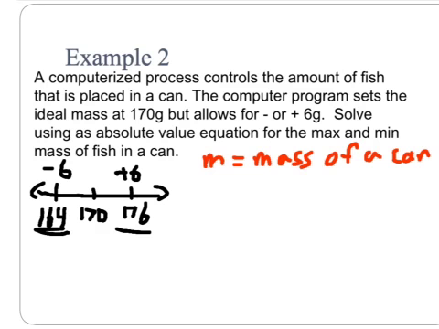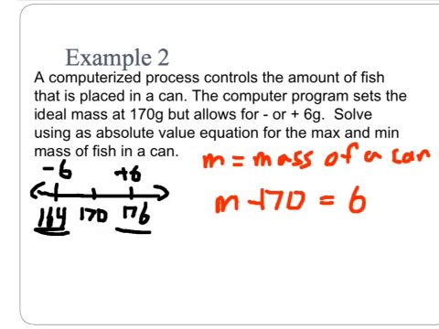So using the information that we have to come up with an absolute value equation. So mass, okay, subtract 170 will equal 6. Okay. Well, that doesn't really make quite sense yet, right? Because what if the mass is less than 170? If the mass of this can was less than 170, subtract 170 wouldn't give us a positive number.